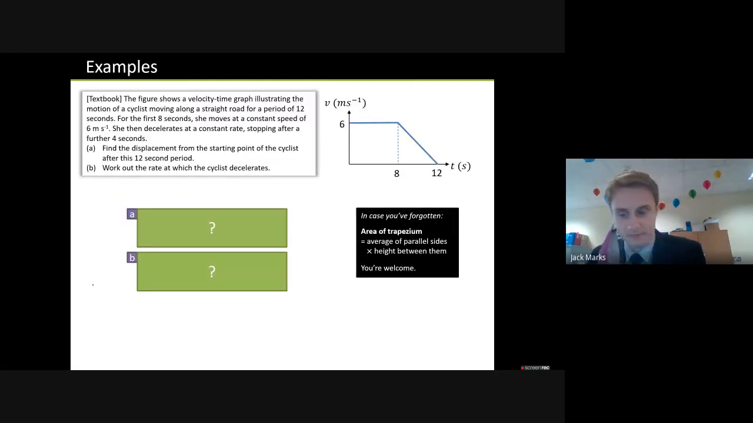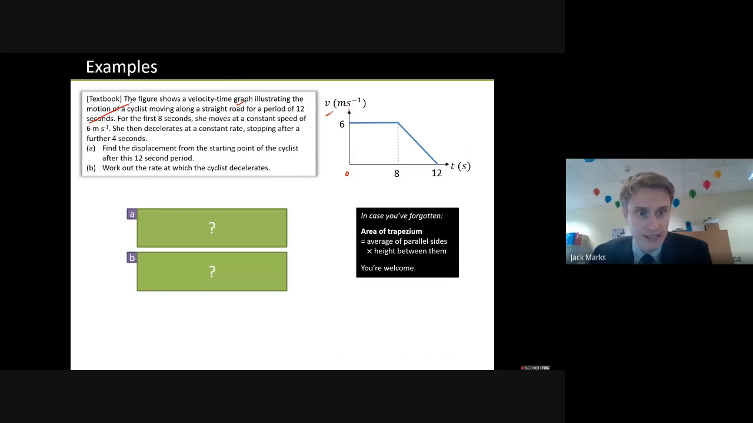Let's have a look at a question then. I just realized I've still got my face mask on. I don't need that. The question is shown here. This is a velocity time graph, it looks like. Double check though. It could always be a speed time graph or something like that. You need to double check. So a velocity time graph, yes, illustrates the motion of a cyclist moving along a straight road for a period of 12 seconds. Okay, so 0 to 12, that's the journey.